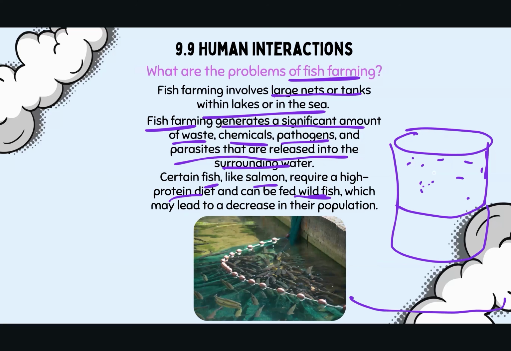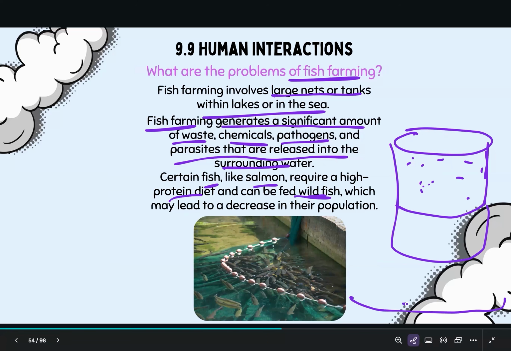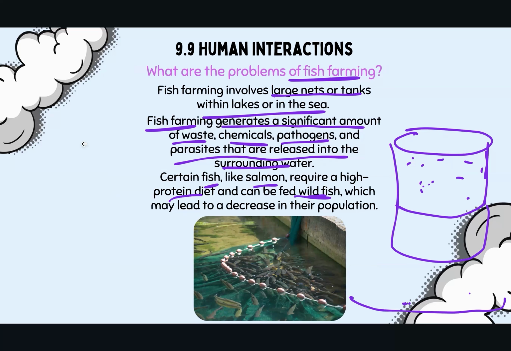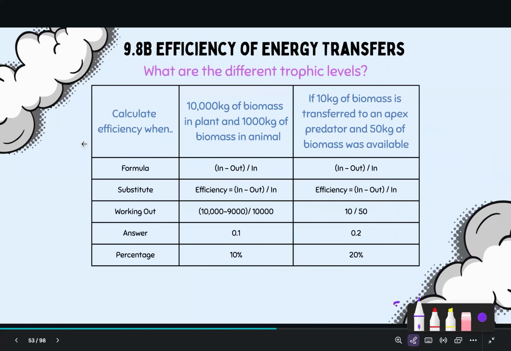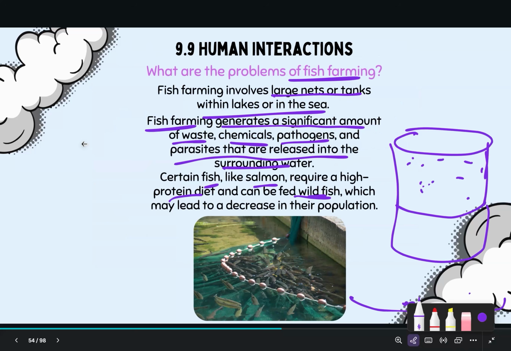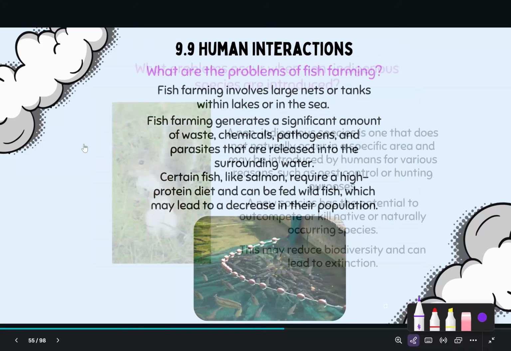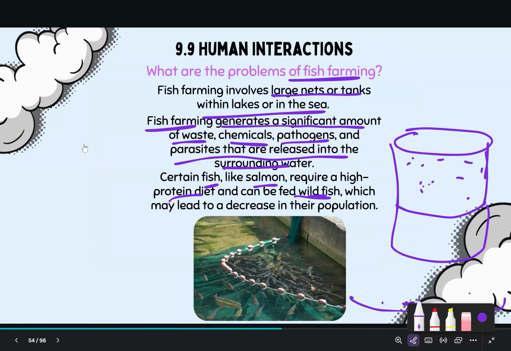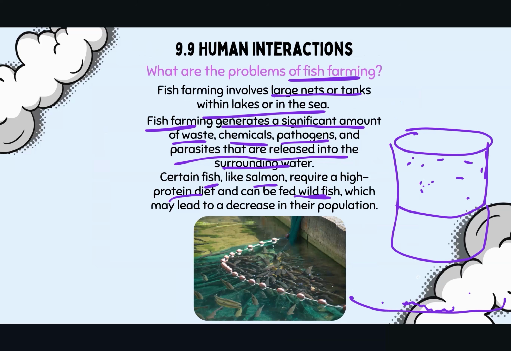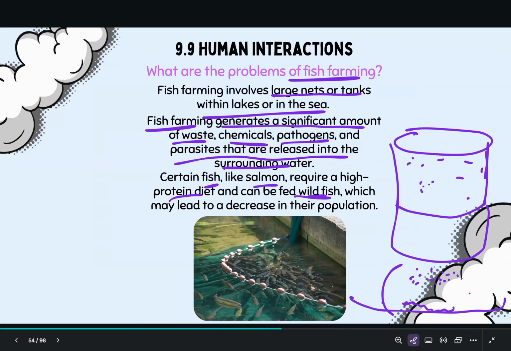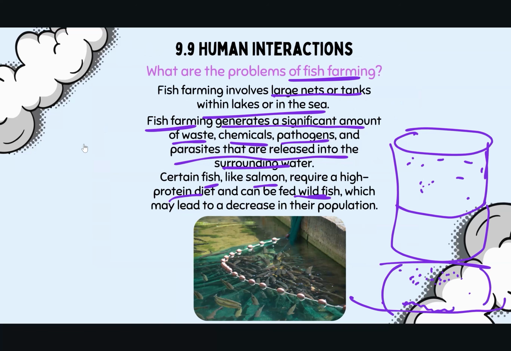When the fish defecate or excrete, all the excretion goes down to the bottom here. So all the feces are at the bottom here. On top of that, the fish food that isn't eaten ends up in the water underneath. And again, you've got decomposers that will come and try and eat it. So what ends up happening is this part of this ocean or sea or lake ends up with a slightly different ecosystem that can have a knock-on effect on the other fish.